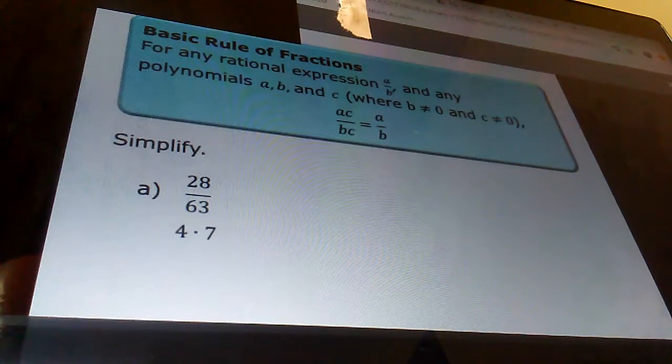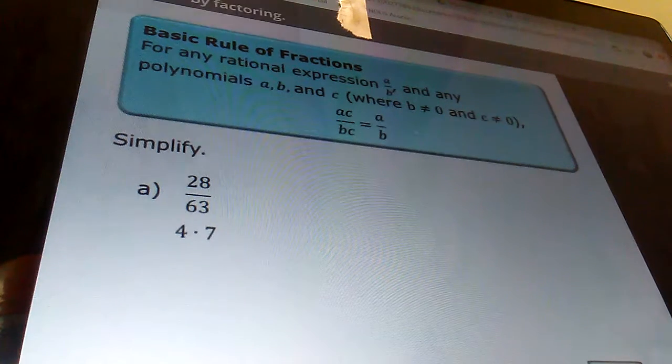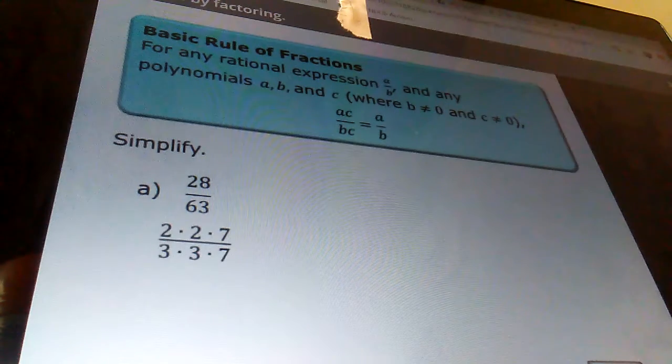28 is a product of 4 and 7, but we know 4 is not a prime number. We can rewrite the 4 as 2 times 2 and then write in the 7. 63 is a product of 9 and 7, but 9 is not a prime number. We can rewrite 9 as 3 times 3 and then we have the 7. So now we have our product of prime numbers and we are ready to divide out common factors.